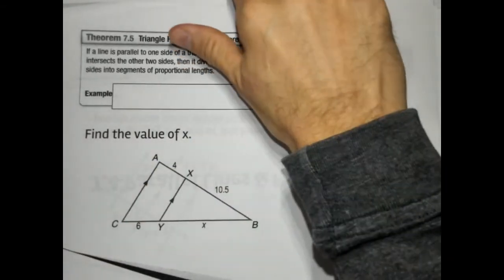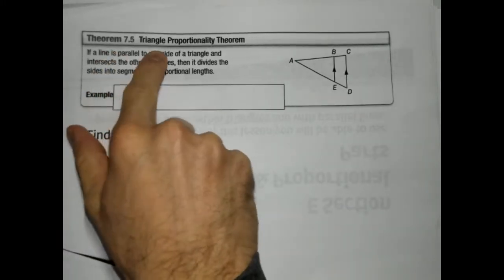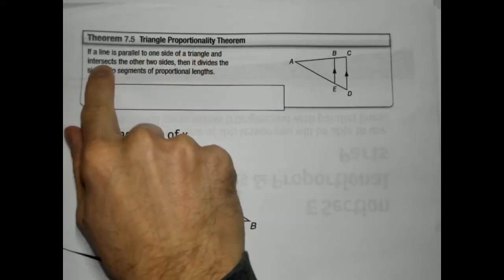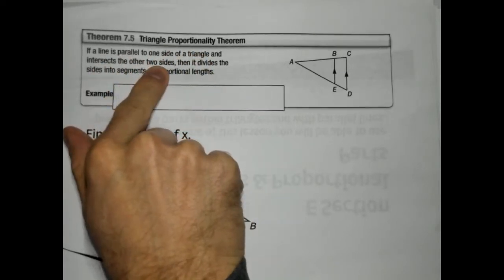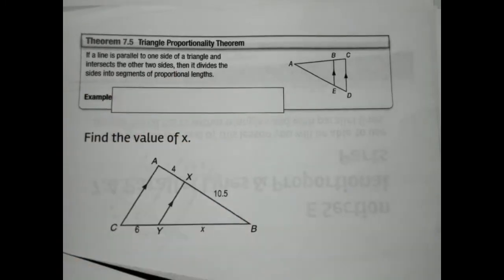Alright, so let's check out this first piece here. There are a bunch of theorems we're going to review, and I'll give you some examples, and that should help you with the exercises we do in this section. The first one is the triangle proportionality theorem: if a line is parallel to one side of a triangle and intersects the other two sides, then it divides the sides into segments of proportional lengths. What does that mean? Well, let's look right here.